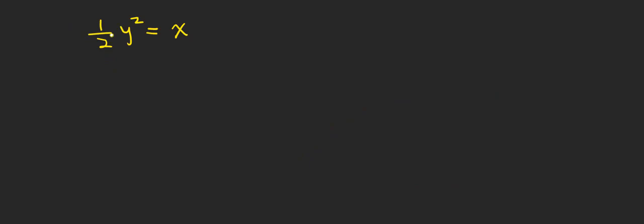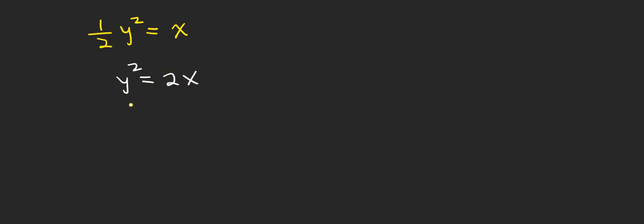If you want to graph 1 over 2 times y squared equals x using your graphing calculator, what you need to do is solve for y. By the way, on Desmos, you could just type this in and it will graph for you. Unfortunately, we cannot use Desmos on the AP exam. So if you're planning to take the AP exam, you need to know how to use a graphing calculator. So let's multiply both sides by 2. You get y squared equals 2x.